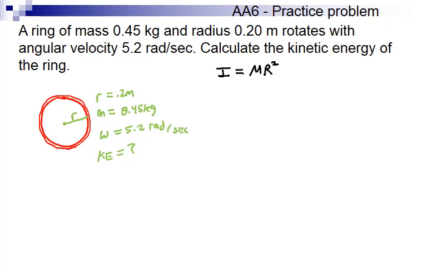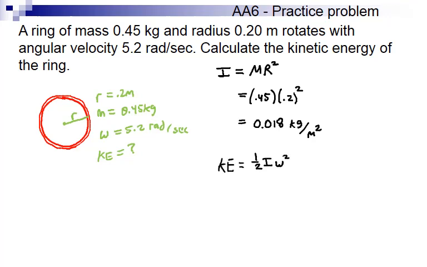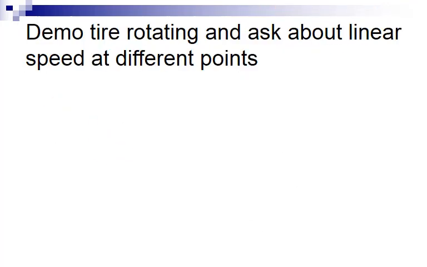All right, so let's see how you did. We know the moment of inertia for a ring is the mass times the radius squared, and so we've got the moment of inertia there, 0.018 kilograms per meter squared. And then calculating the kinetic energy, 0.2434 joules is the amount of energy this rotating ring would have.